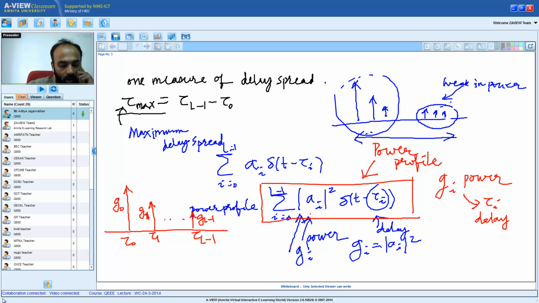Also, when you only have a strong line of sight component, you only have a single path. Like, for instance, a distant wireless link, or a satellite link, or a microwave kind of link, you have only a single path. Only in cellular urban environments, where there is a dense presence of scatterers, do you have multiple reflected or non-line of sight paths. Very good. I'm glad people are asking interesting questions.